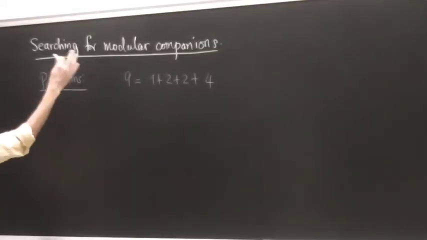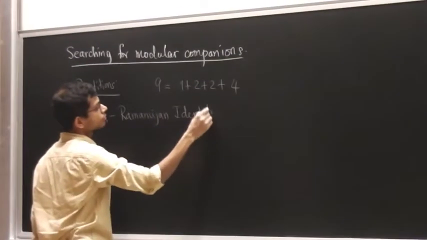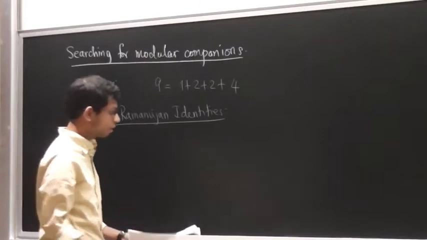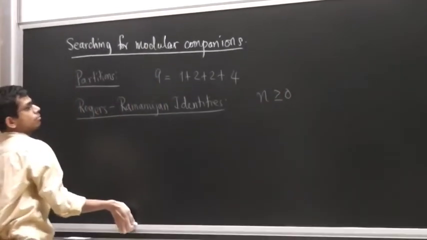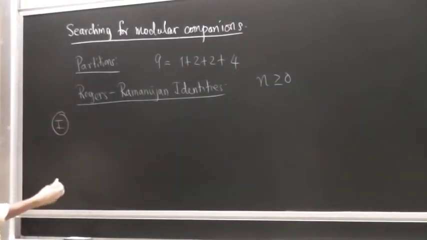So the main protagonist is going to be things which are identities of the following sort. They are called Rogers-Ramanujan type identities. So let me tell you what the Rogers-Ramanujan identities are. So take an integer, then the number of ways. So this is a pair of identities. I'll tell you one, the second one is very similar.